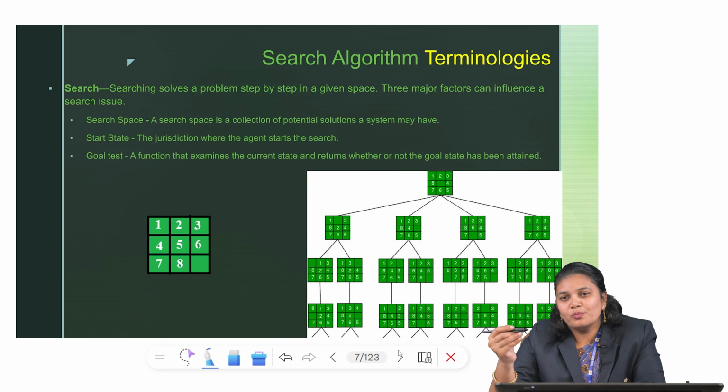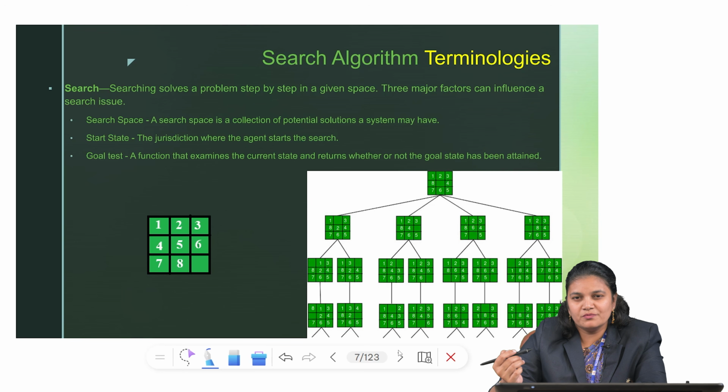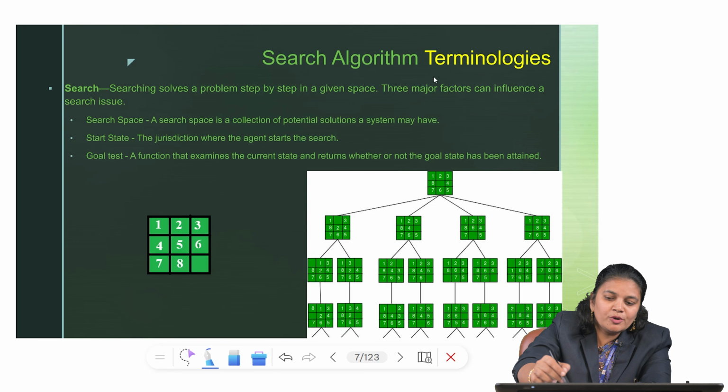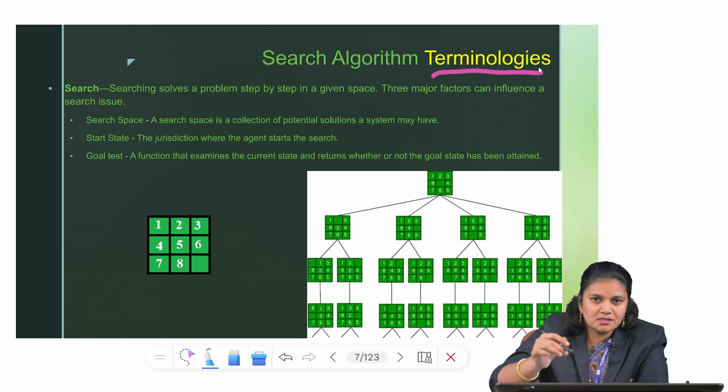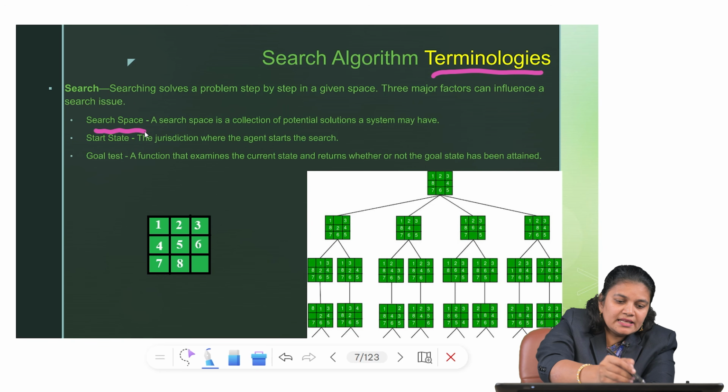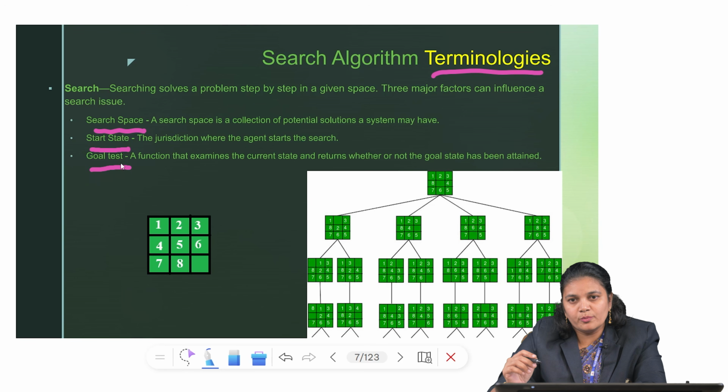Before moving into the search algorithms, we should know the basic terms that come along with them, the terminologies used in search algorithms. The first thing, as we discussed in the previous slide, is that search space, start state and goal state are very important.